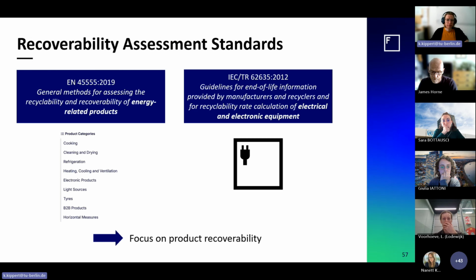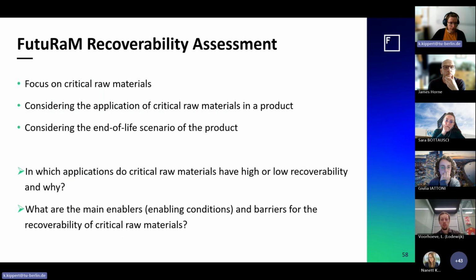So there are different recoverability assessment standards available. We have, for example, the EN 45555, which is for energy-related products, or we have the IEC 62635, which is for electrical and electronic equipment. But these standards are focusing on product recoverability. What we wanted to do in FutuRaM is focus on critical raw materials.